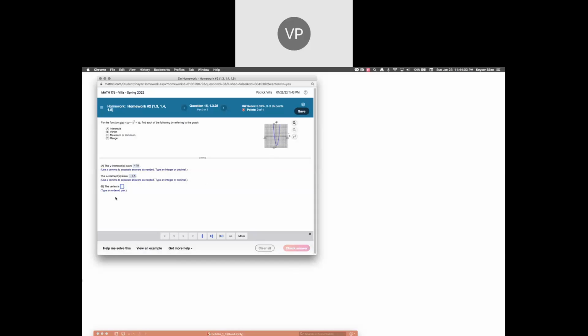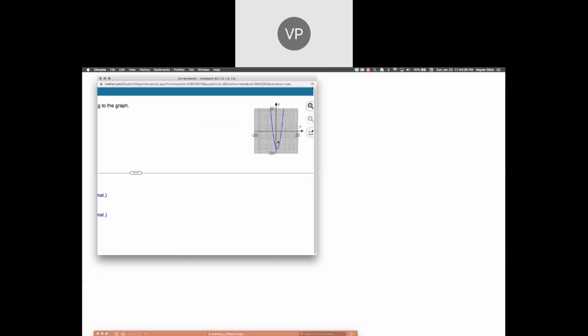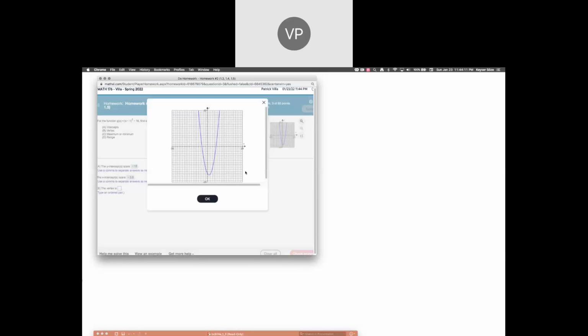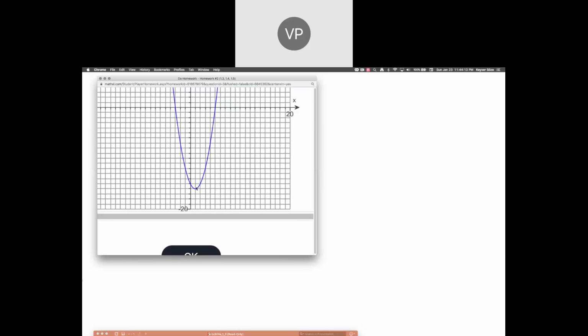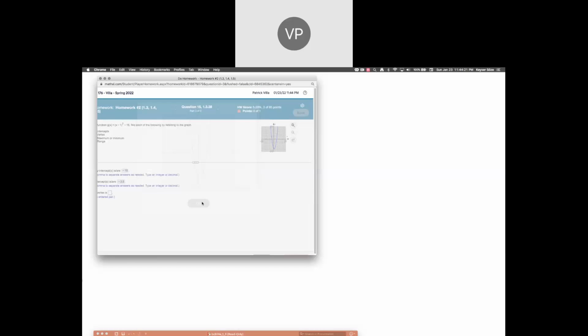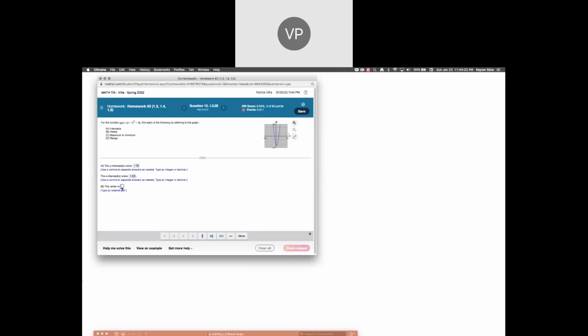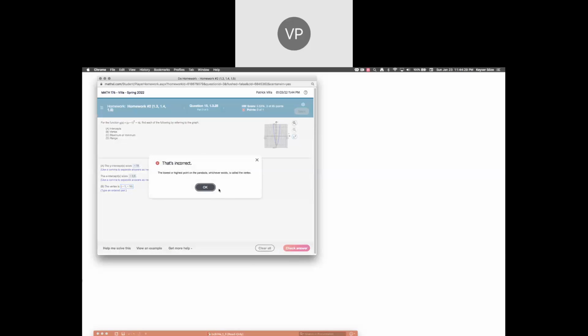Now the vertex, and they tell you right here, see, type an ordered pair. That means they do want an x, y. So let's get the zoomed in picture. Then we're going to zoom in some more. It looks like it's at negative 1, and it looks like it's at negative 16. So negative 1, negative 16, and check your answer. Oh, did I miss it?